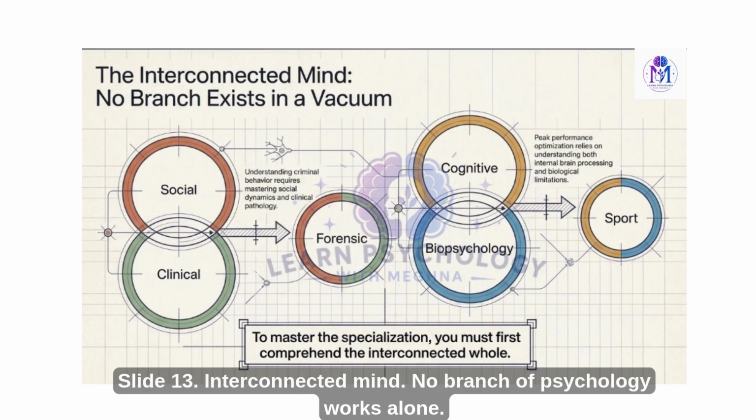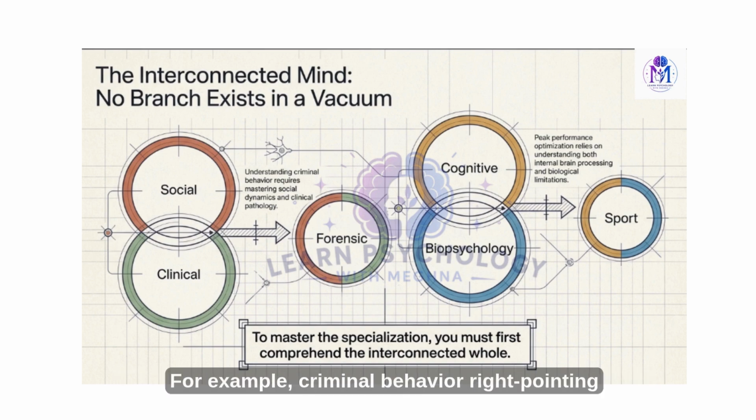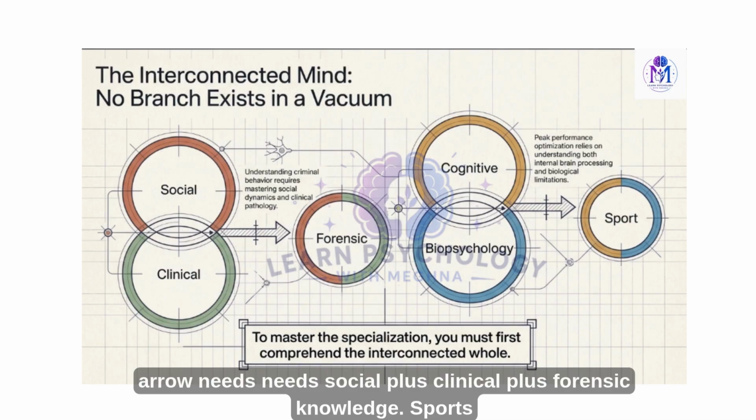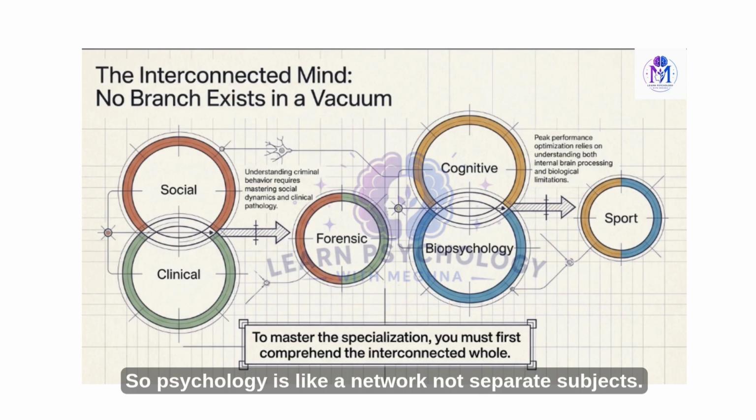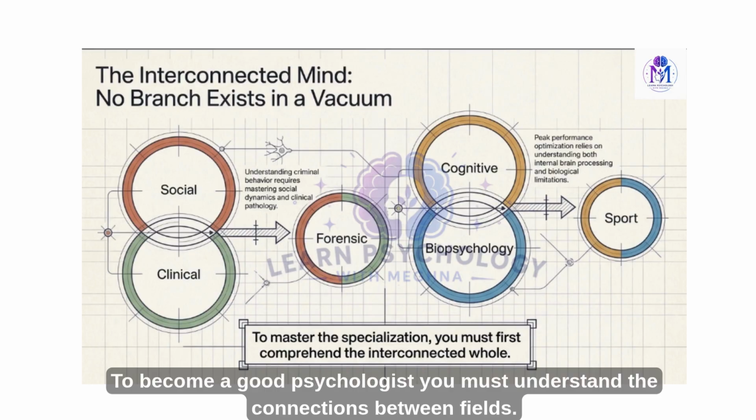Slide 13. Interconnected mind. No branch of psychology works alone. For example, criminal behavior needs social plus clinical plus forensic knowledge. Sports performance needs cognitive plus biological plus emotional understanding. So psychology is like a network, not separate subjects. To become a good psychologist, you must understand the connections between fields.